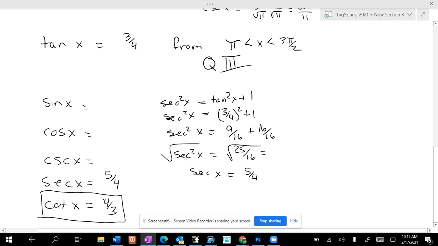But not so fast, my friends. Does secant of x equal 5/4? It equals a negative 5/4 because we are in quadrant 3. Because when you take a square root, it's a positive or negative. And so depending on where we're at, because we're in quadrant 3, it is negative. Once I find secant, what's super easy to find? Cosine. Cosine is negative 4/5.